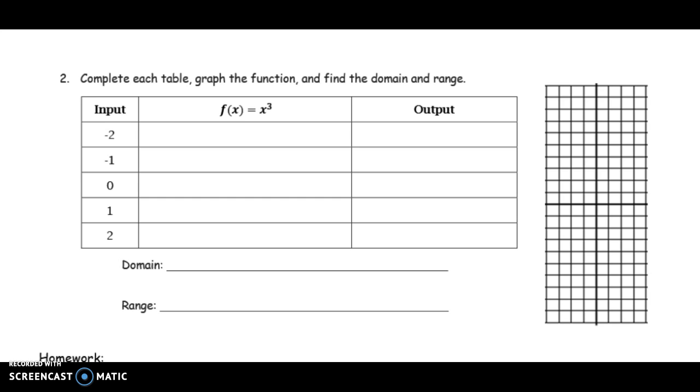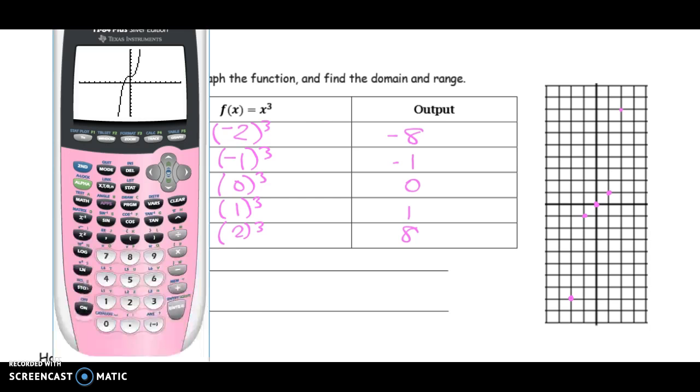Alright, so again, you know how to plug it in. Pause it and then come back. Alright, so this is how it should look. Going ahead to graph, I've got (-2, -8), (-1, -1), (0, 0), (1, 1), and (2, 8). If you haven't already put it in your calculator, you really should take a look.